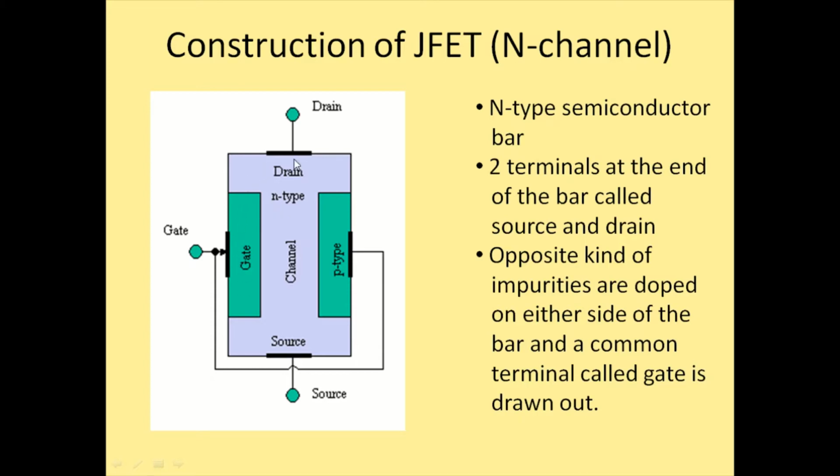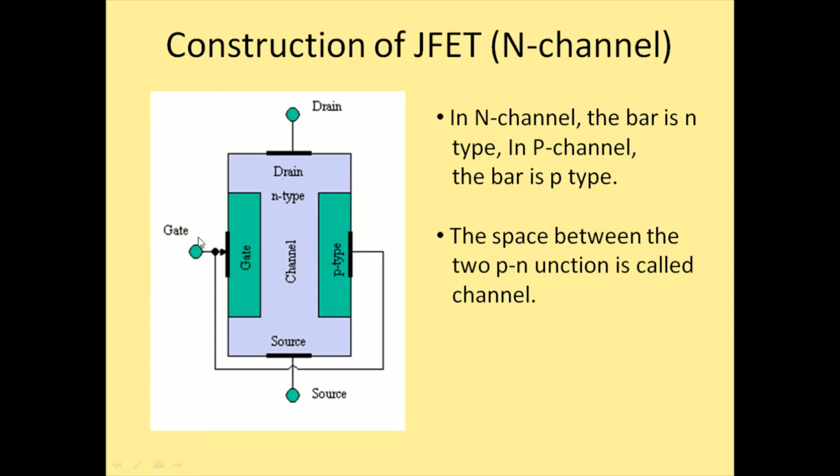So what we do is, in this N-type semiconductor bar, on either side, almost in the middle of the bar, we diffuse the opposite kind of impurities, forming the P-type semiconductor region here as well as here. These two are connected together by a common terminal like this, and from them a common gate terminal is pulled out. If you look at this N-type bar, at the upper end we have marked it as drain, and the terminal connected to it we call the drain terminal. Similarly, at the lower end, we have another terminal connected, which we call the source terminal. So the three terminals of this particular component, that is FET, are drain, source and gate.